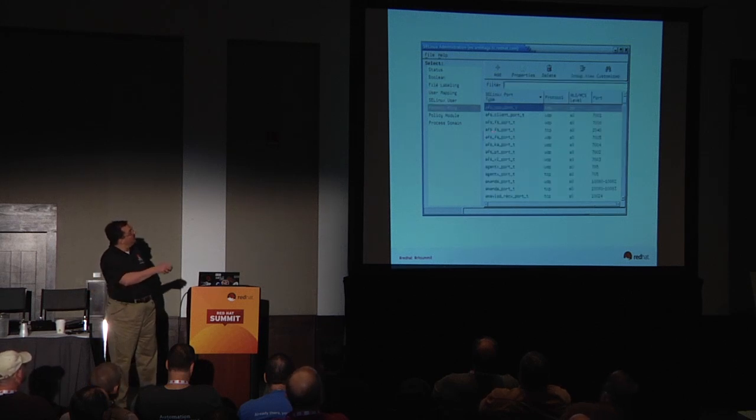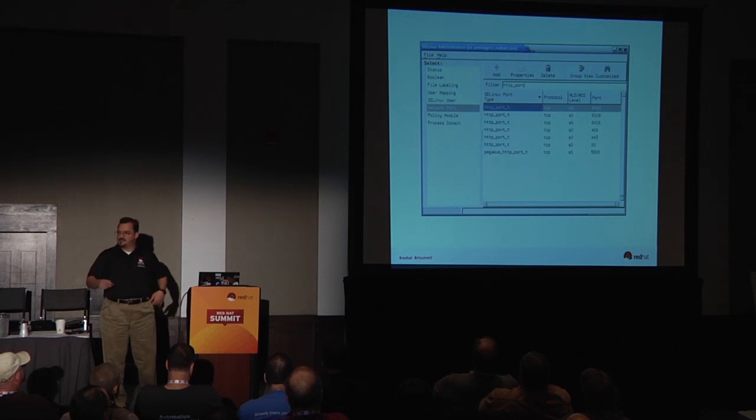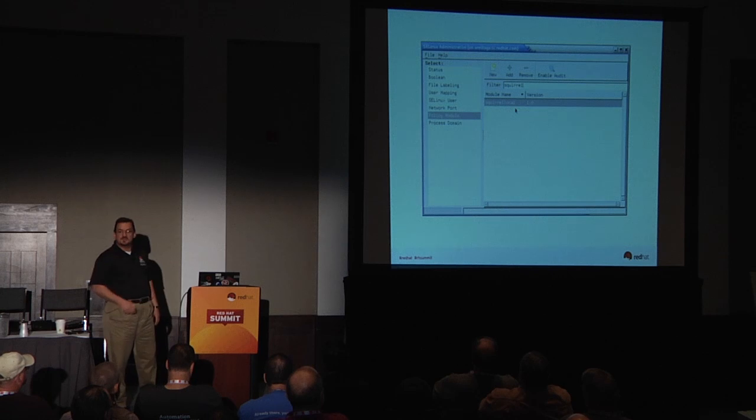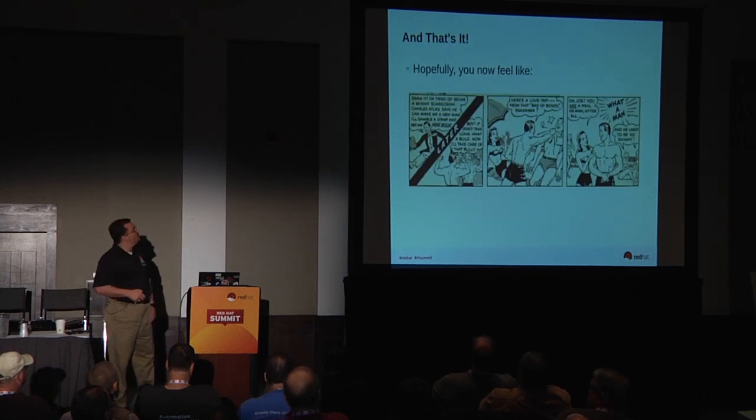I can go look at network ports, for instance. And if I look for HTTP port, hey, you remember how we saw 80 and 443 and 8443 from the command line? You can do all this from a graphical UI as well. I can go look at the policy modules which are installed. If I do a search on squirrel, hey, look, there's my SquirrelMail policy module. So I can manage all of these things from a remote session.